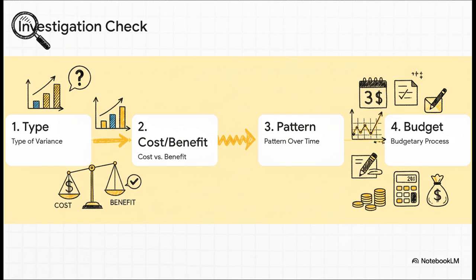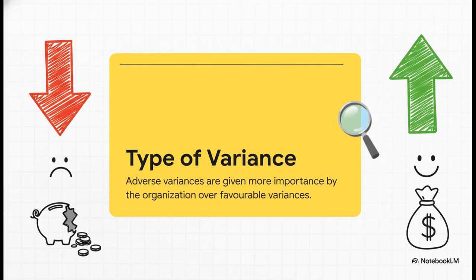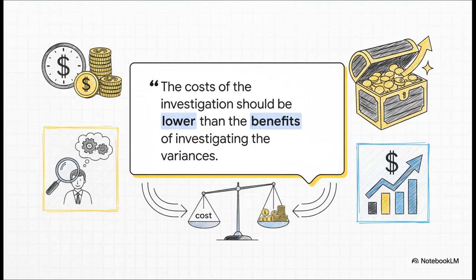Let's break them down. So the first filter is super simple. Is it good news or bad news? An adverse variance, that's the bad news, where your costs are too high or your sales are too low, is almost always going to jump to the top of the pile. A favorable one? Well, that's good news, but you know how it is, we tend to focus on the problems first, right?